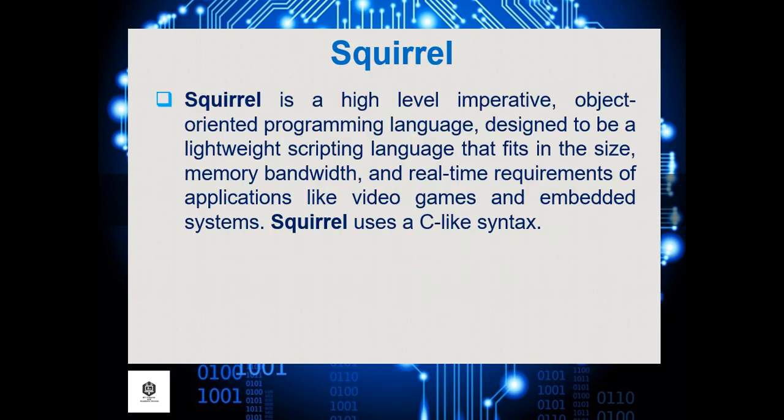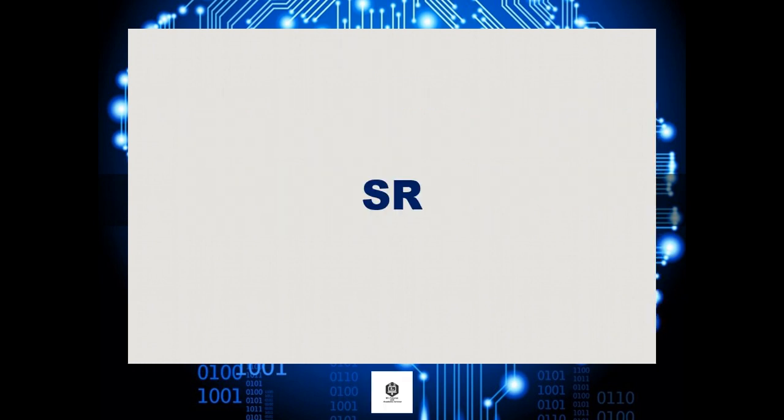Squirrel. Squirrel is a high-level, imperative, object-oriented programming language designed to be a lightweight scripting language that fits in the size, memory bandwidth, and real-time requirements of applications like video games and embedded systems. Squirrel uses a C-like syntax.